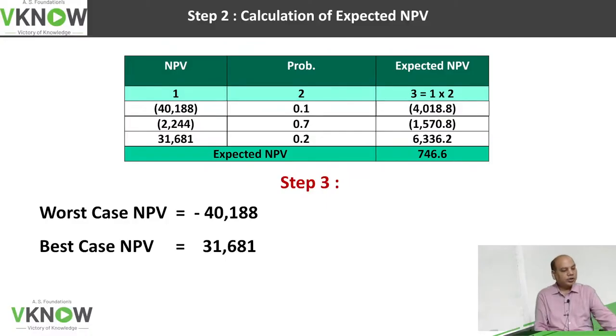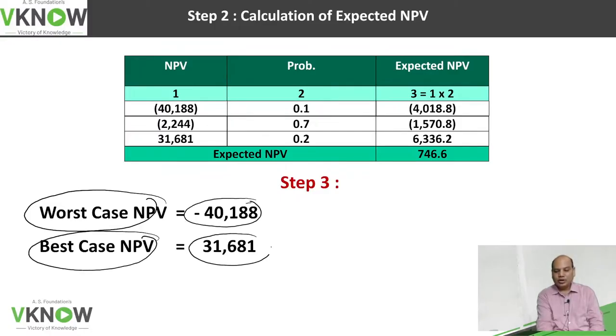Step number 3. The question is, what is the worst NPV and what is best NPV? Write down worst case NPV equal to minus 40188. Best case NPV equal to, which is the highest one, 31681. So you can get in the worst scenario this NPV, in the best scenario you can get this NPV. The lowest one is the worst case NPV out of the 3 and the highest one is best case, but there is a probability also. So that is why they have asked you the next question. Calculate the probability of occurrence of worst case NPV.